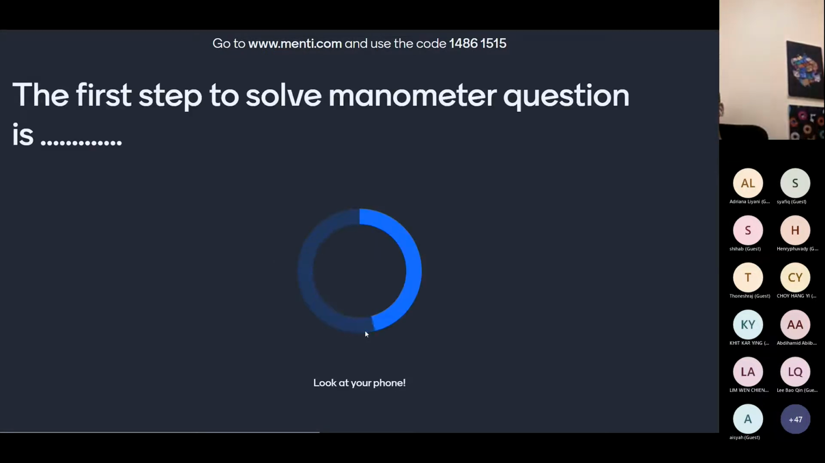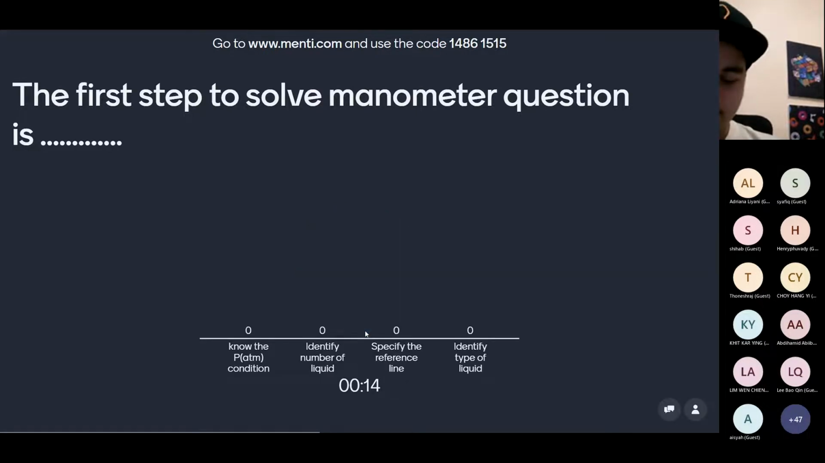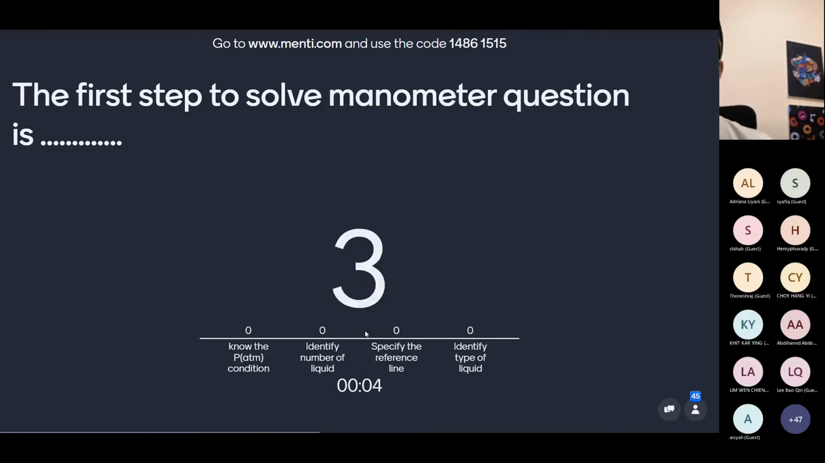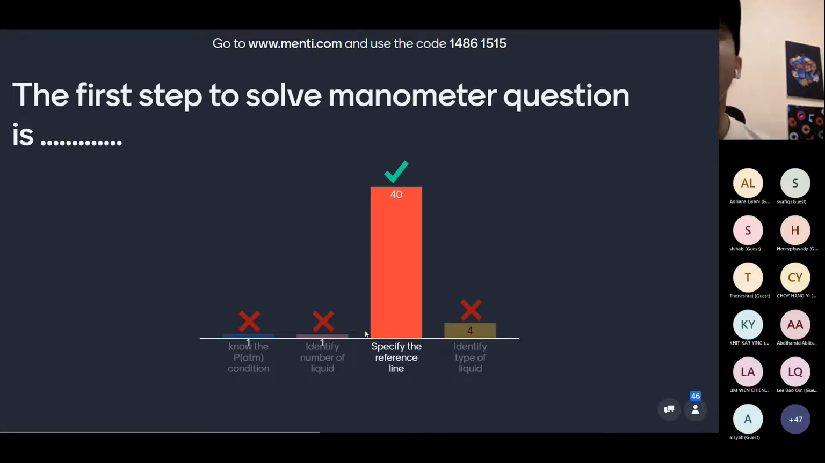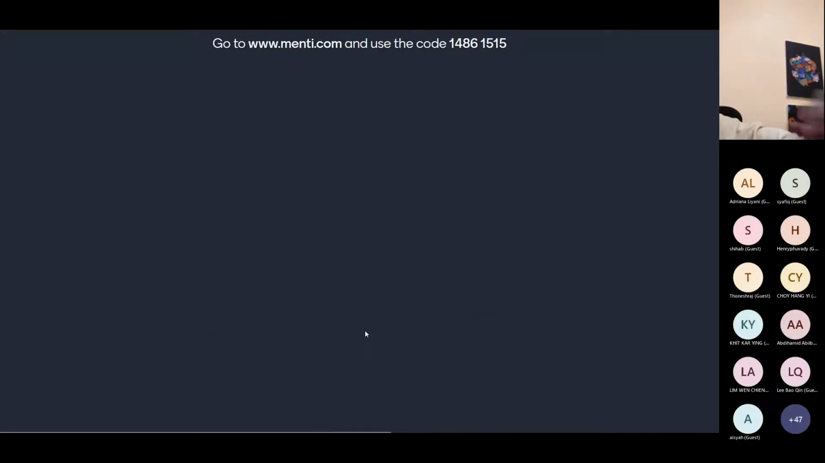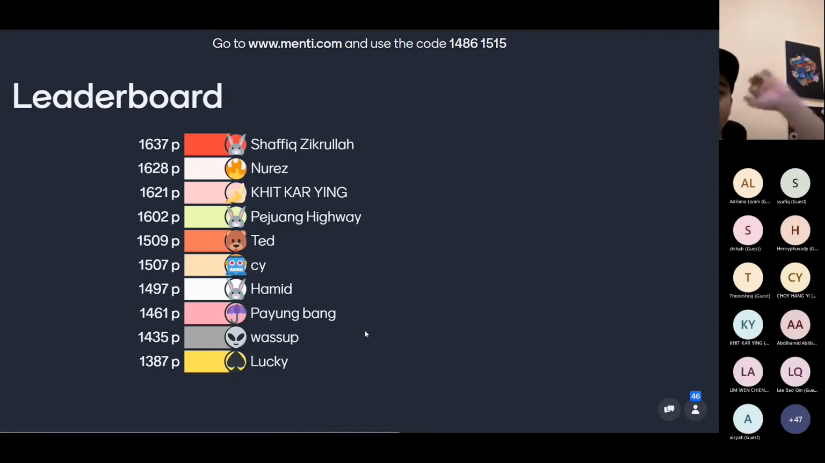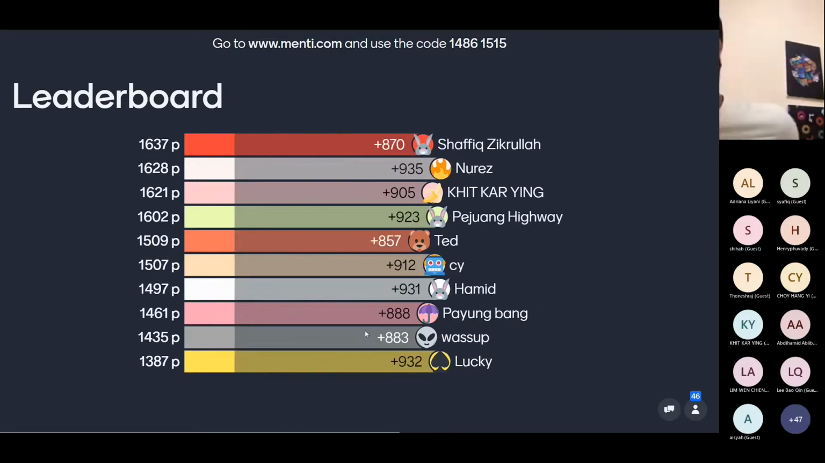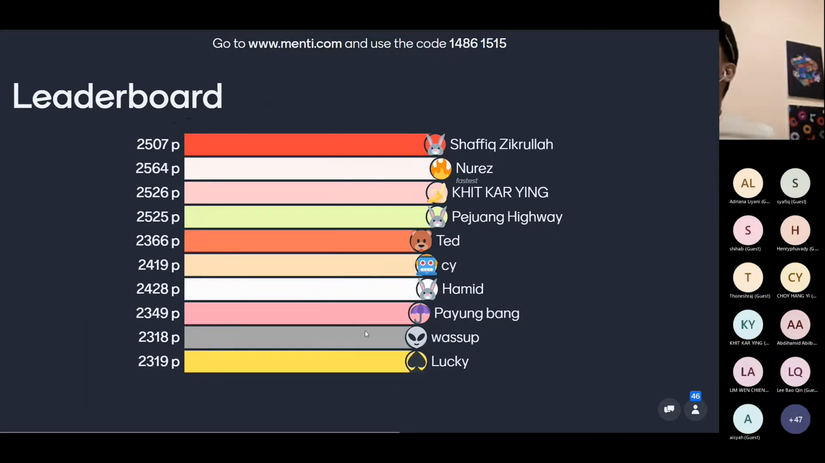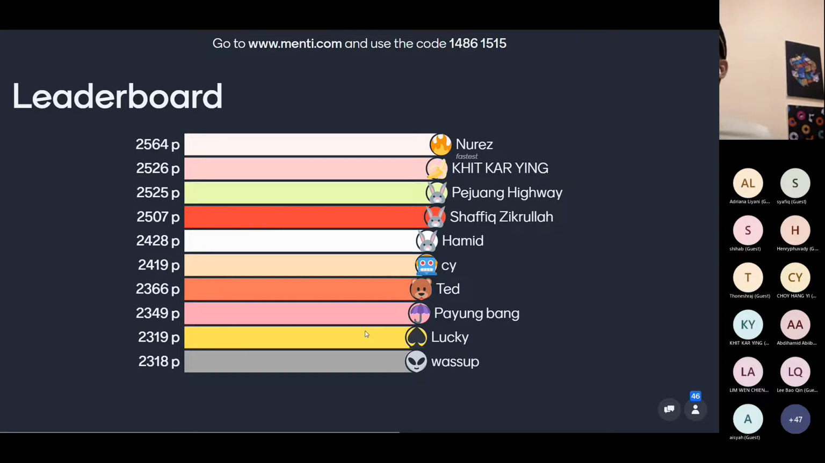The first step to solve a manometer question is, I always repeat this, what we need to do first, second, and third. The first is to specify the reference line. Secondly, to set the direction. And finally, to apply the hydrostatic equation. Nuris is the fastest and got it right. Congratulations, all the top 10.